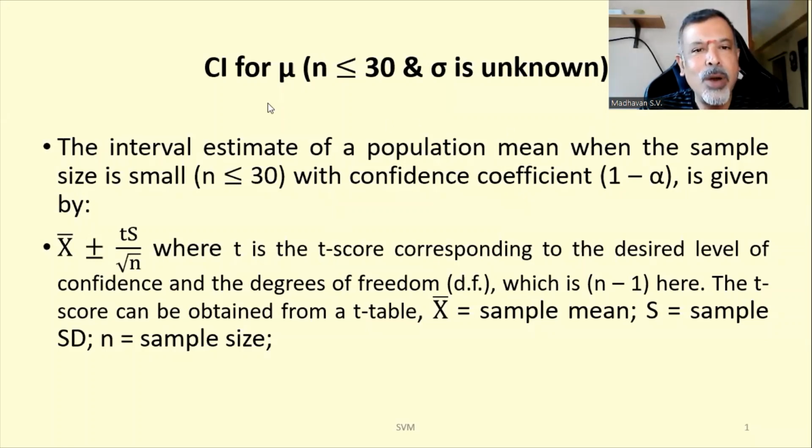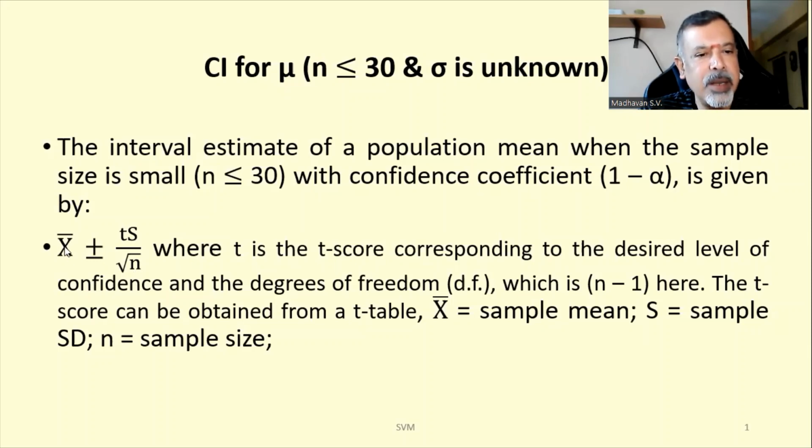In this video, we'll understand how to evaluate confidence intervals for a population mean when the sample size is small and the population standard deviation is unknown. The interval estimate of the population mean when the sample size is small, with the confidence coefficient 1 minus alpha. Here alpha is nothing but the level of significance. 1 minus alpha will give you the confidence level.